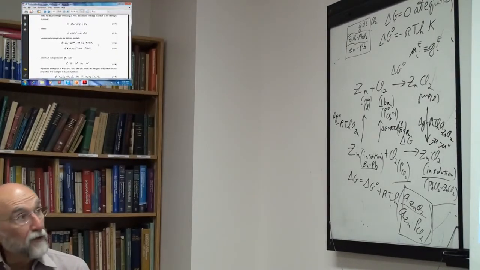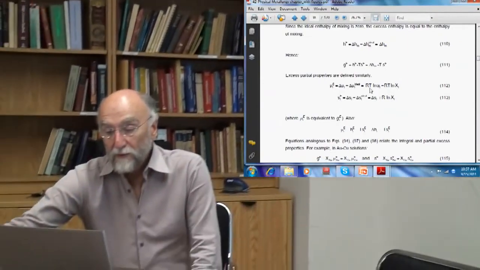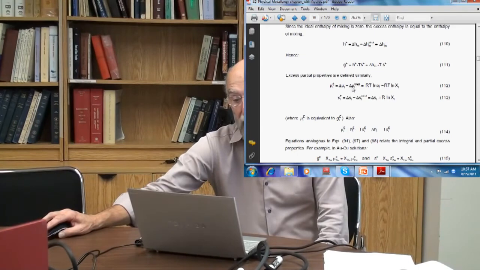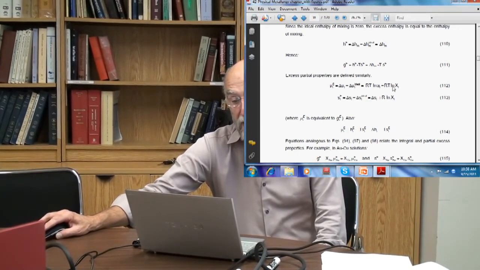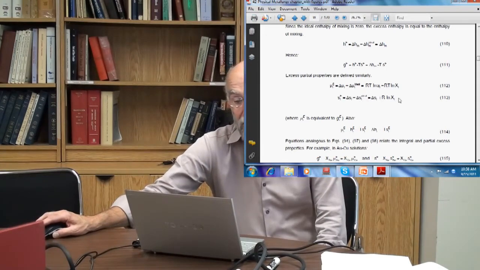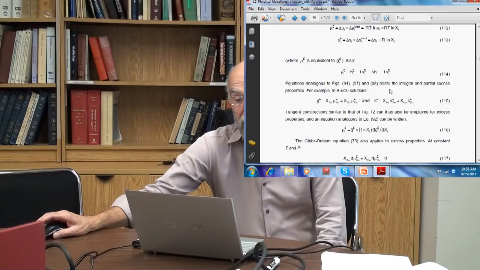So the excess chemical potential is equal to delta mu I, which is RT log activity of I, minus delta mu I ideal, which is RT log Xi. The excess partial entropy is the difference of the real partial entropy and the ideal partial entropy, the ideal partial entropy being R log Xi. And you can just keep putting things together like that.